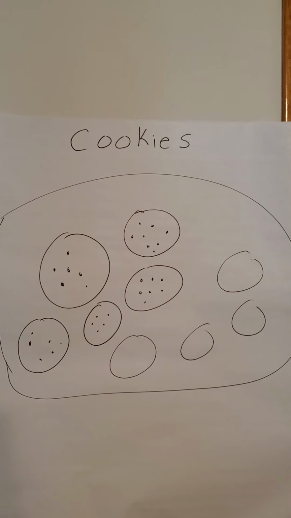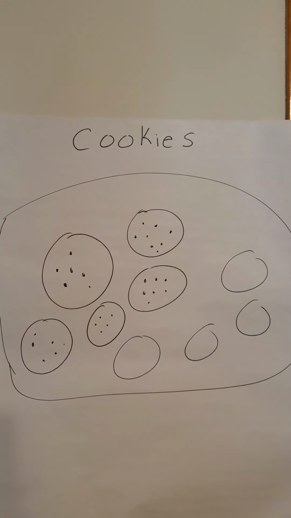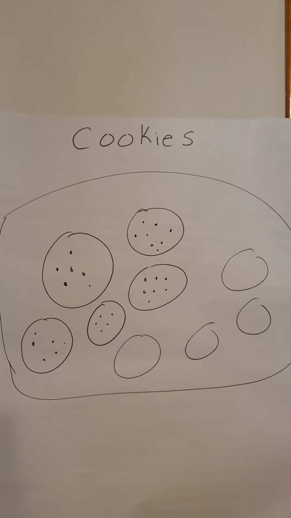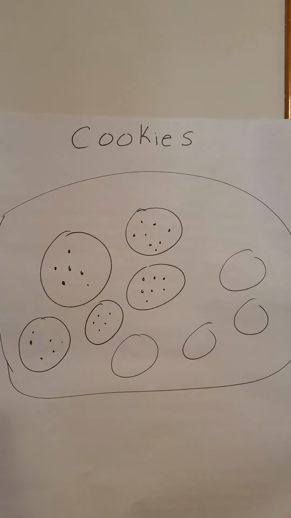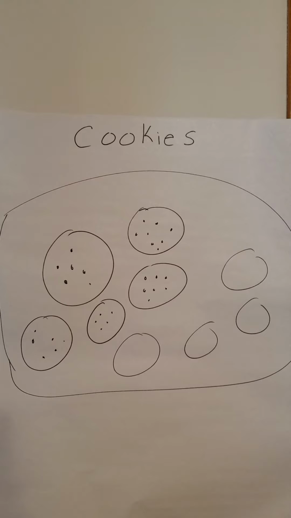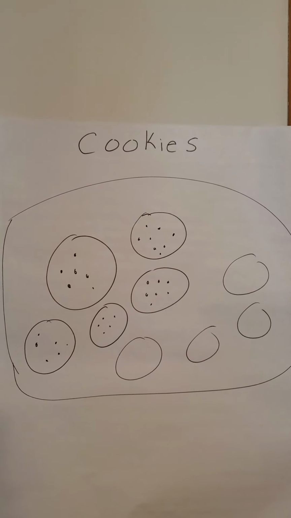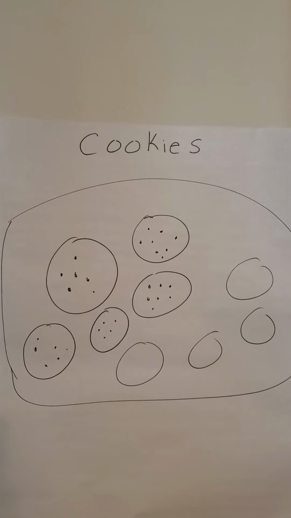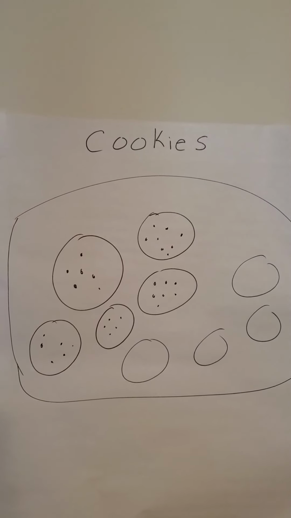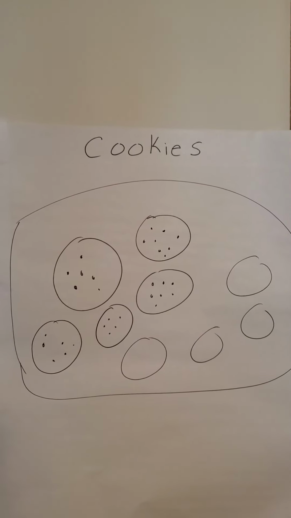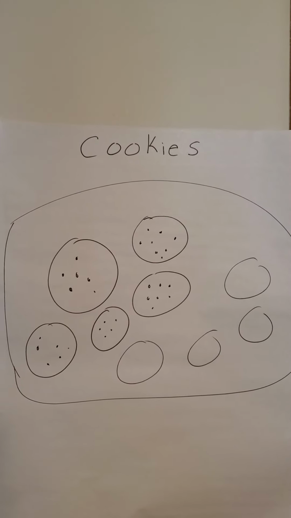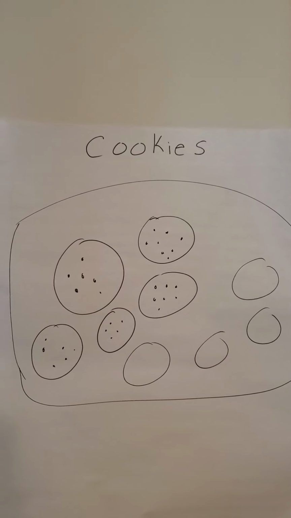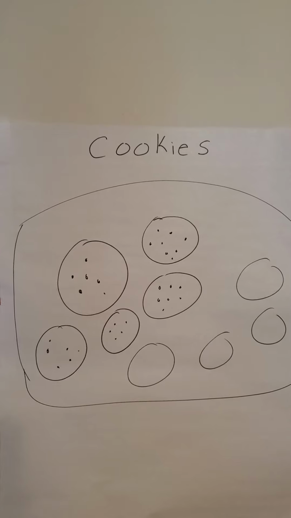It's time for our math story. I've drawn a picture, a platter of cookies. And so it's time to notice and wonder. I want you to notice, and a notice is something you see, and then I want you to wonder. That means you're going to ask yourself questions. So as I look at the platter of cookies, I start noticing and wondering. And I know you're at home noticing and wondering too.